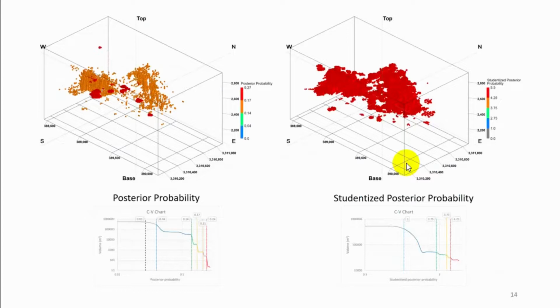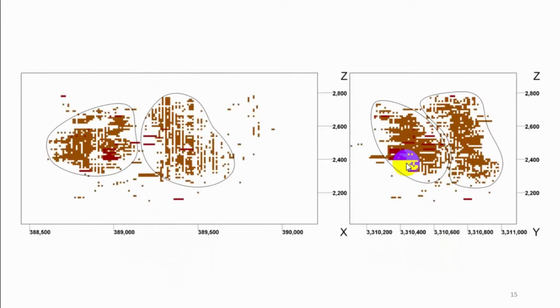And here are our final models. On the left side, you can see the posterior probability model, and you can see the studentized posterior probability model on the right side, which is the ratio of posterior probability to the standard deviation associated with each voxel. And we use concentration-volume fractal modeling to classify our posterior and studentized posterior probability models. In this figure, you see the 2 side views of our posterior probability model. It clearly shows that our ore body is divided into 2 parts.